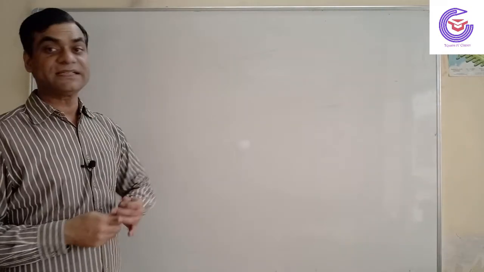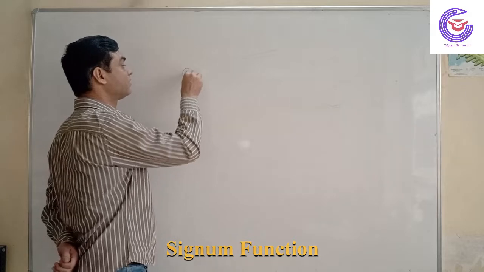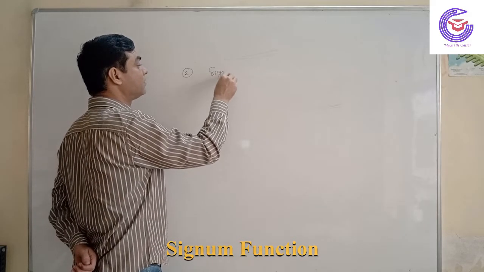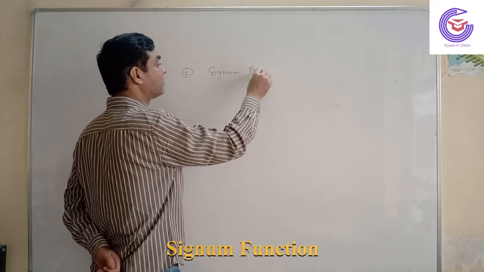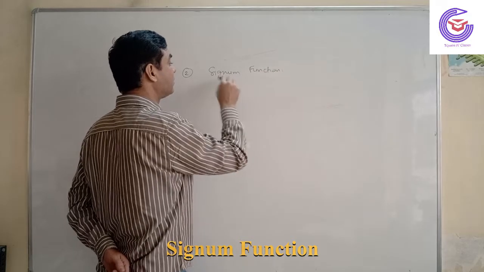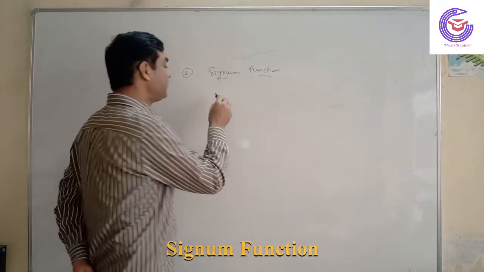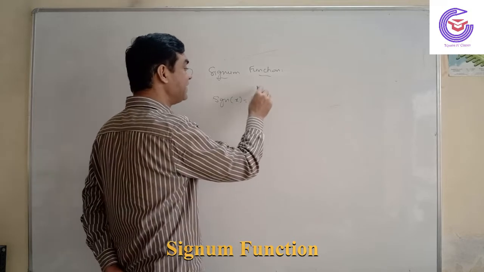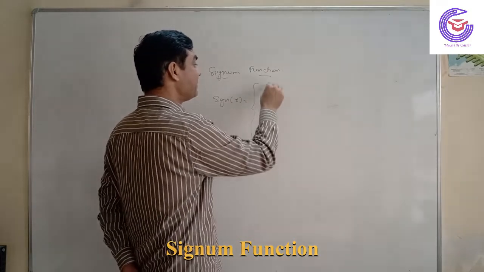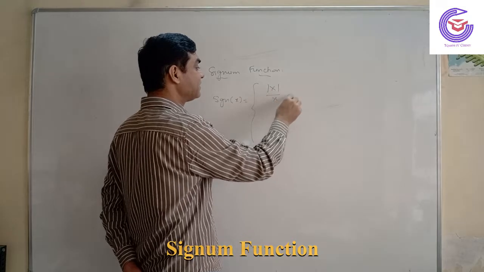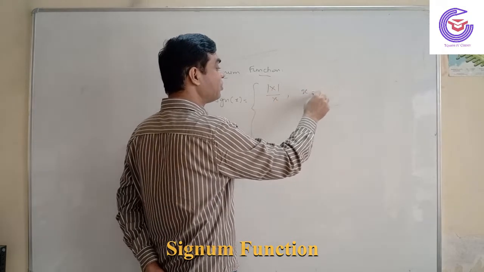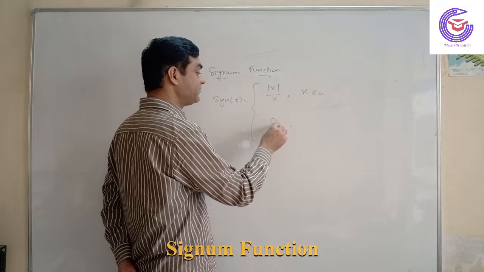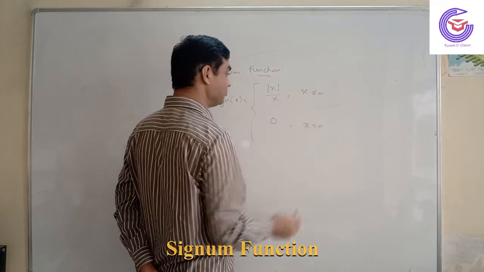Okay, the second function is the signum function. The signum function is written like this, SGN. How is it defined? It is defined as mod x by x when x is not equal to 0, and it is defined as 0 when x is equal to 0.